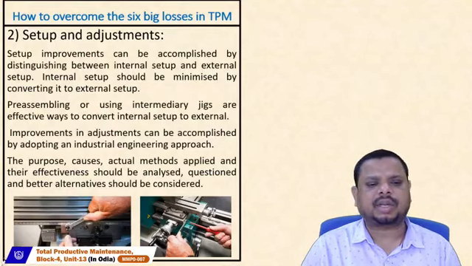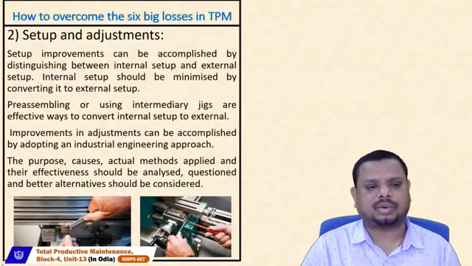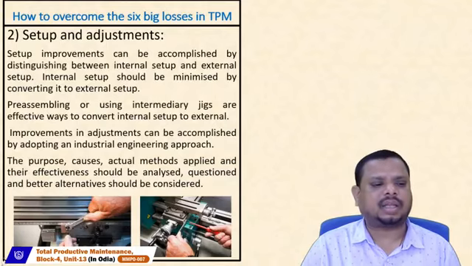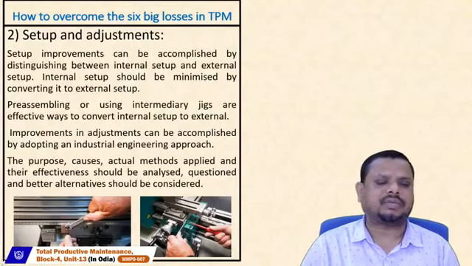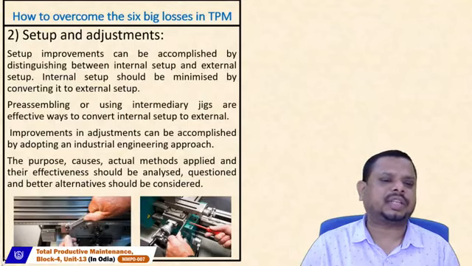Improvement in adjustment can be accomplished by adopting an industrial engineering approach. Under this approach, the proposed causes, the actual method applied, and its effectiveness should be analyzed, and questions and better alternatives should be considered. That is why those who are involved in setup and adjustment must go through the SOP of maintenance management.